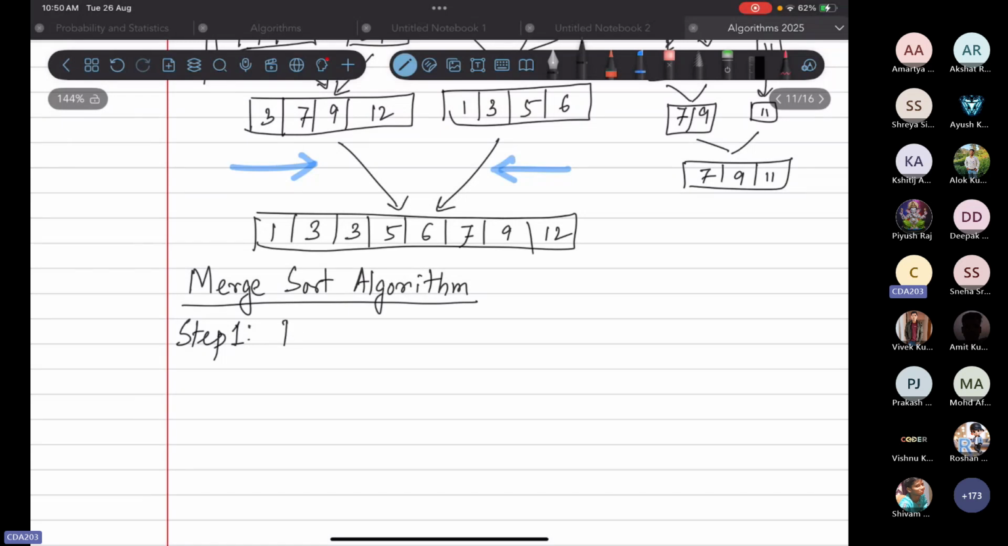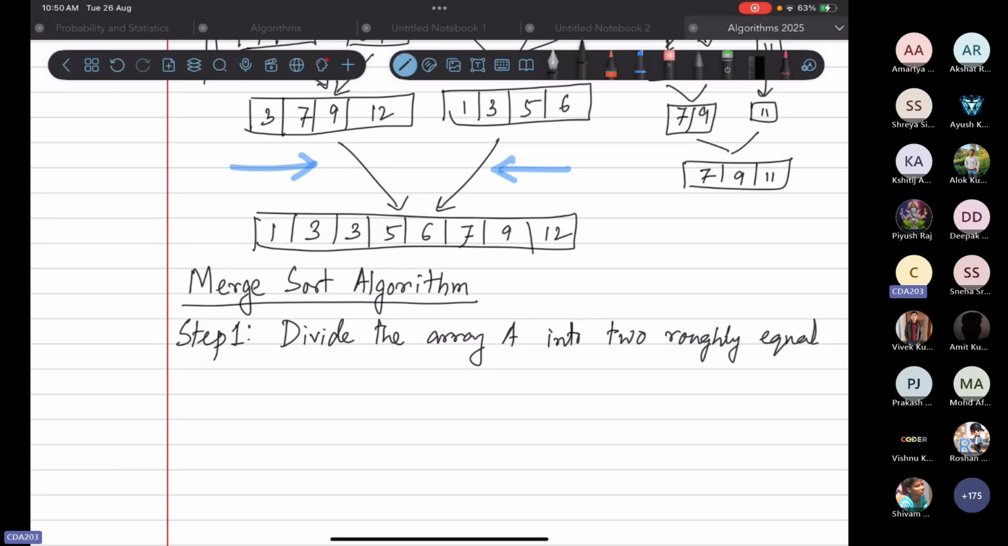So what's the first step? Divide the array A into two roughly equal parts. I'll call them, let's say, the left subarray and the right subarray.